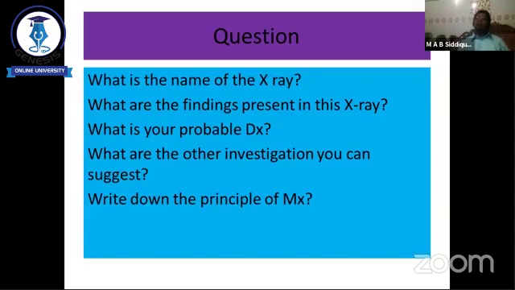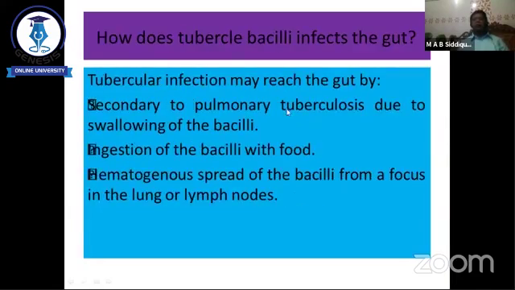Write down the principle of management. Actually, the principle of management is according to the diagnosis, maybe medical management, maybe surgical. So a question like this: how does tubercle bacilli infect the gut? Tubercular infection may reach the gut secondary to pulmonary tuberculosis due to swallowing of the bacilli, ingestion of the bacilli with food, or hematogenous spread of the bacilli from a focus in the lung or lymph node.